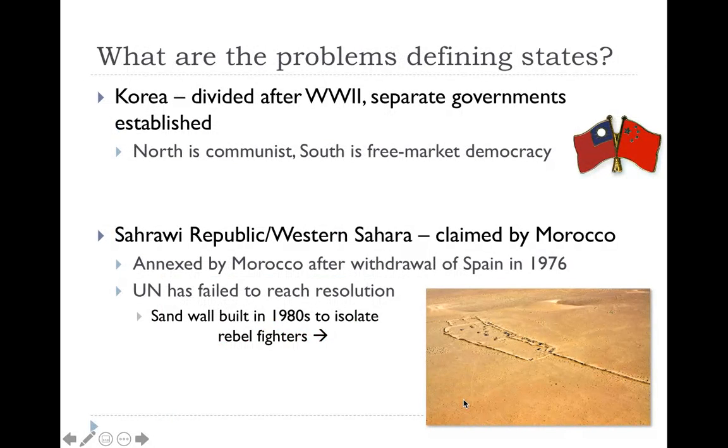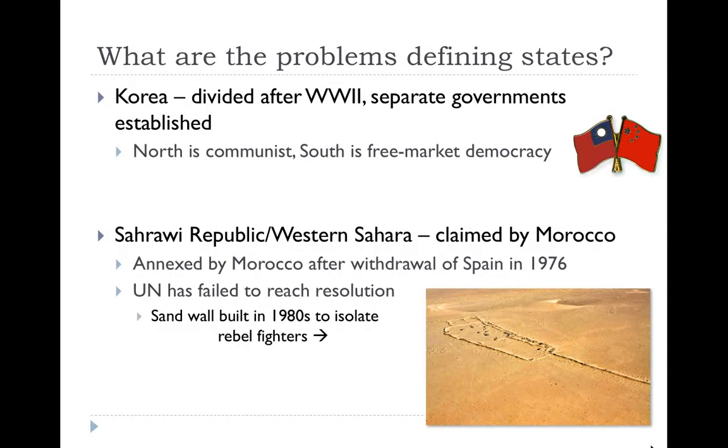What are the problems defining states? So we get into a couple of good case studies here that come to major problems when we talk about what a state actually is. Number one is Korea. We know that Korea today is divided into North and South Korea, but technically there is just one country here. They were divided after World War II. They have both then established separate governments, one in the north and one in the south.